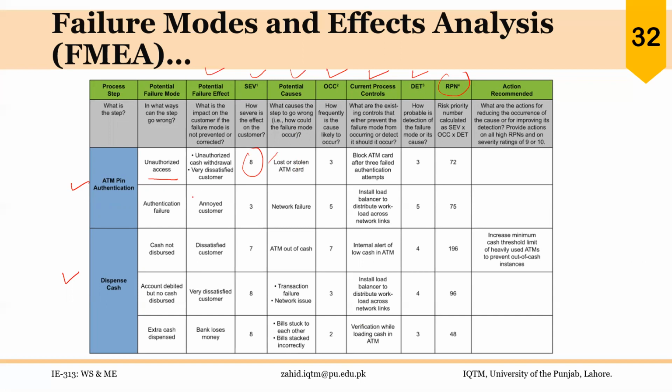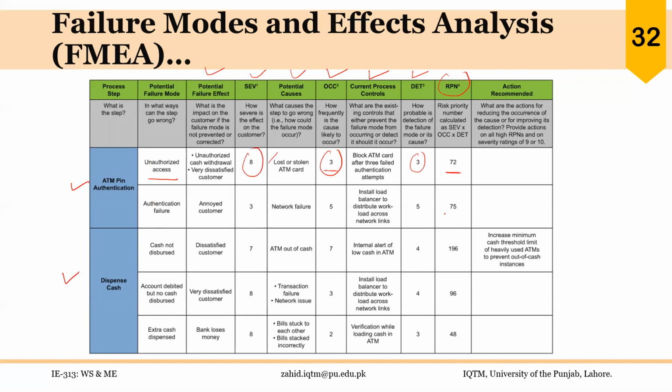What are the chances of occurrence if some unauthorized person can access the card? They are really low. What are the process controls? One of them is block ATM card after 3 failed authentication attempts. What are the chances of detection that an unauthorized person is using it? There are very low chances. So we multiply 8 by 3 and then 3. So RPN is 72.